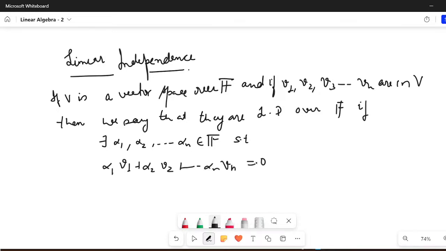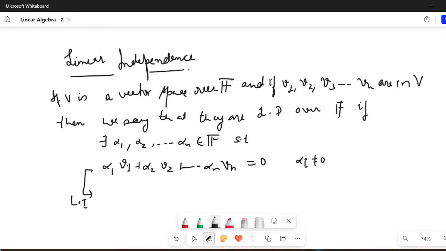If you have alpha 1, alpha 2, alpha 3, ..., alpha n such that alpha 1 v1 plus alpha 2 v2 ... alpha n vn, with all of them not 0, and still this entire linear combination becomes 0, then I would say that my vectors v1, v2, v3, ..., vn are linearly dependent.